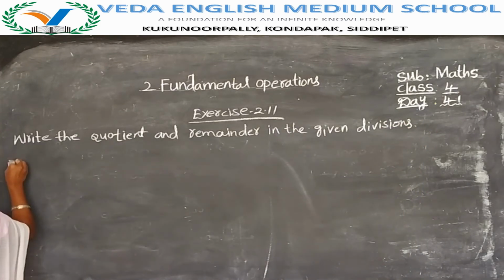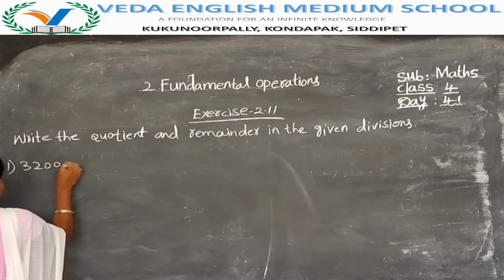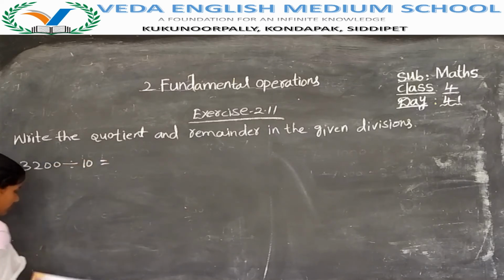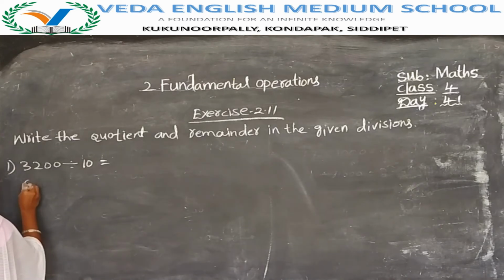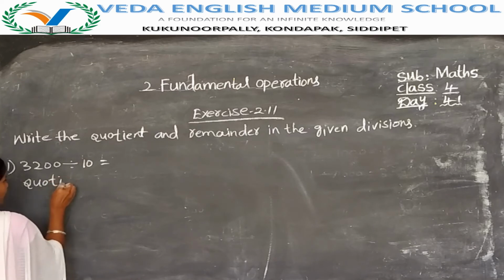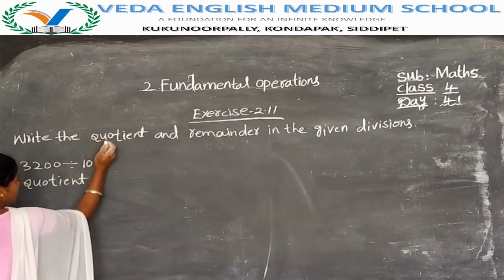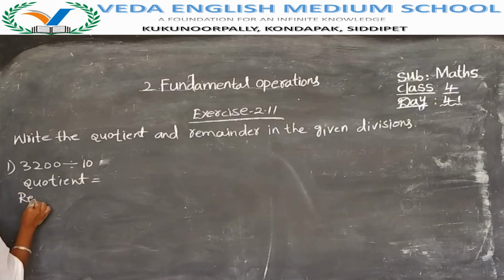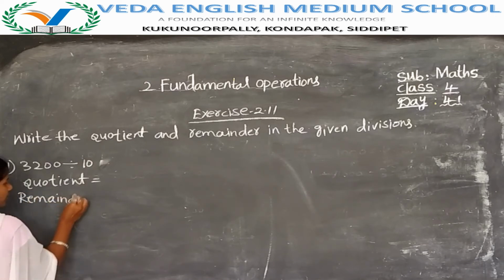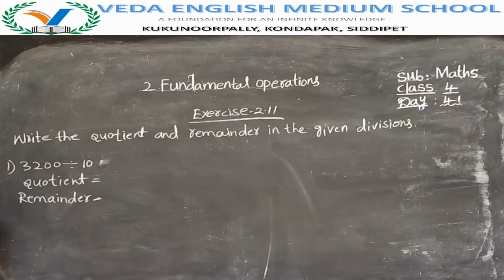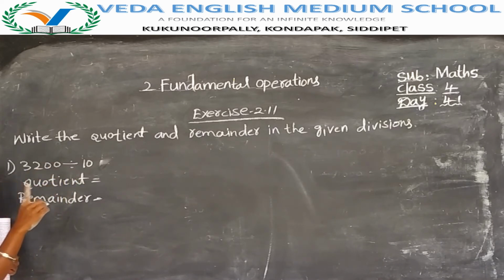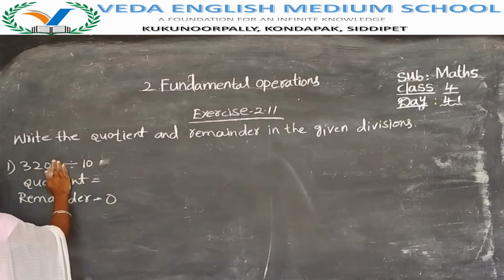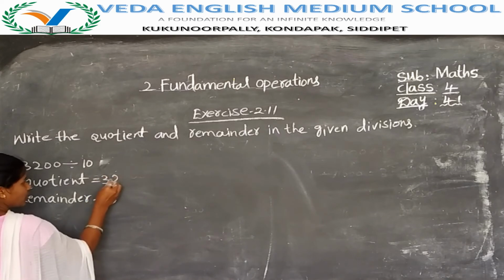First question, 3200 divided by 10. Now we have to write here. Quotient is equal to, and remainder. What is the quotient, Nana? See, first we will write the remainder. In 10 we have only one zero, so from the right side, first zero is the remainder. If you remove the first zero, 320 is the quotient.